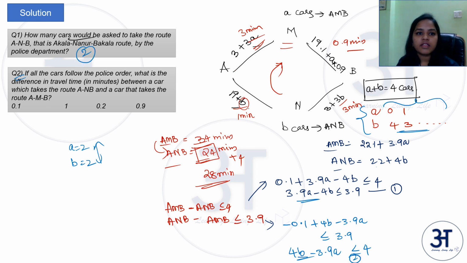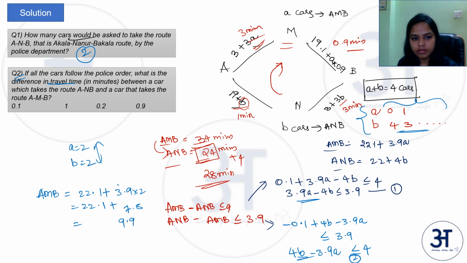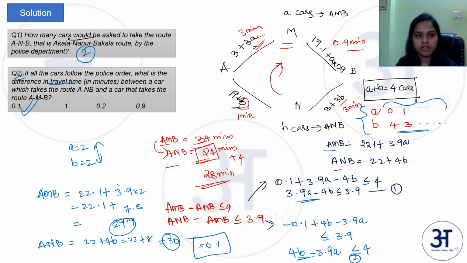Now in the second question they are asking what is the difference in travel time. For AMB the travel time would now be 22.1 plus 3.9 into 2. So that is 22.1 plus 7.8, which is 29.9. For ANB the travel time would be 22 plus 4b, that is 22 plus 8, that is 30. So the difference between these two is 0.1. So this is the answer.